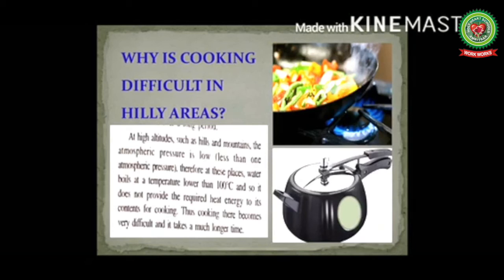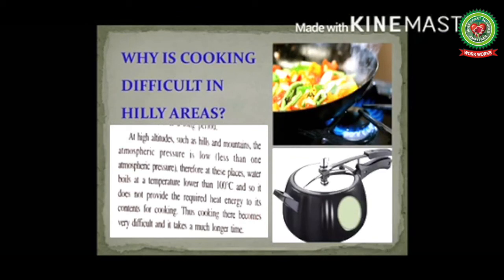Why is cooking difficult in hilly areas? We are discussing the same point. So let us read. At high altitudes, such as hills and mountains, the atmospheric pressure is low, less than 1 atmospheric pressure. Therefore, at these places, water boils at a temperature lower than 100 degrees Celsius, as we have discussed, and so it does not provide required heat energy to its contents for cooking. Thus, cooking there becomes very difficult and it takes much longer time.